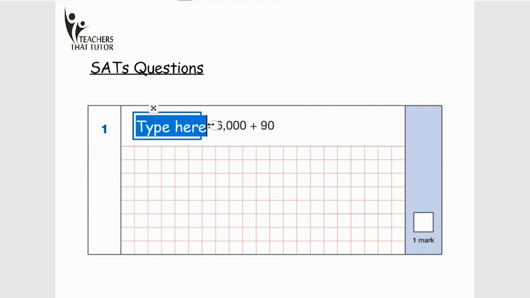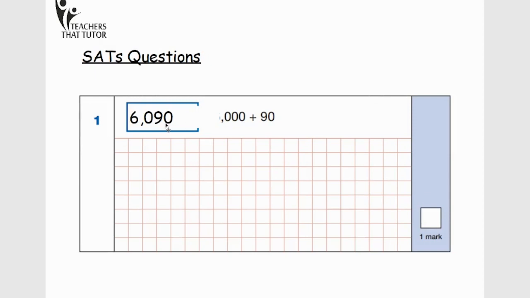And it's tried to trick children slightly by putting the equal sign in the middle. But if I add those two parts together, I'm going to have 6,000, 0 in the hundreds, 0 in the tens. No, we're going to have 9 in the tens, we're going to have 0 in the ones. So the answer to this question, correctly answered, would be 6,090 when we add those two parts together.